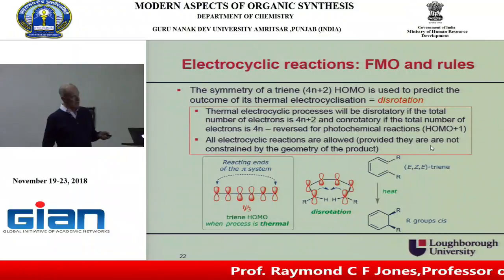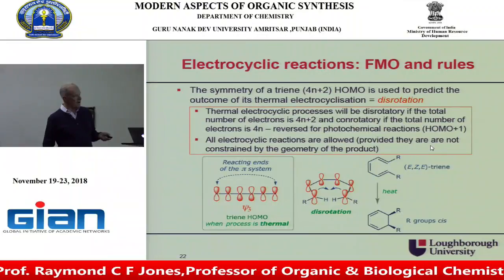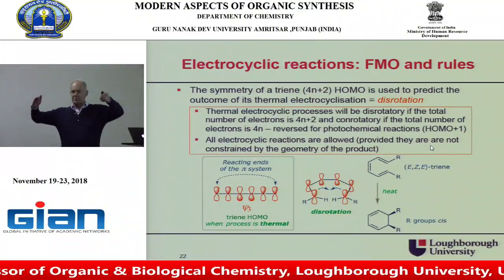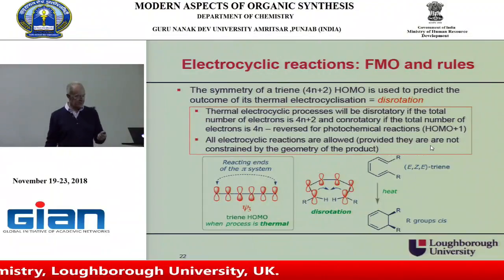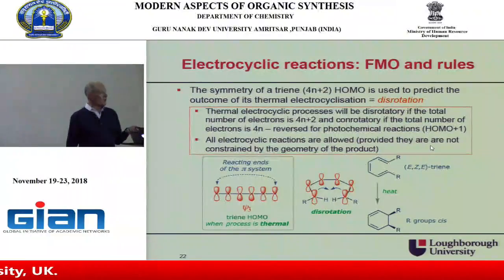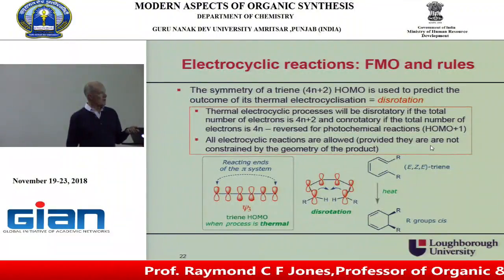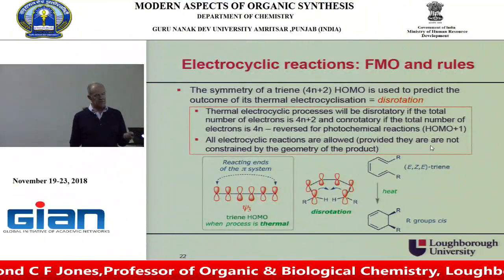So that's why with the E, Z, E triene, that one, you will get both R groups on the same side, because this rotation will bring them both up, or both down, and that gives the same molecule, just looking at it from behind the board instead of in front. So thermal electrocyclic processes will be disrotatory like this one, if the total number of electrons is 4n plus 2, or 6 here is 4n plus 2 with n equals 1. And it will be conrotatory if the total number of electrons is 4n, so in a diene or tetraene case.